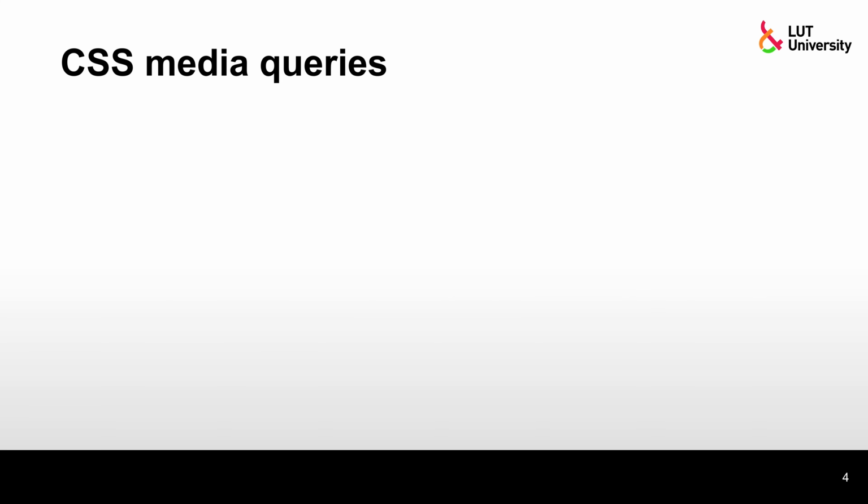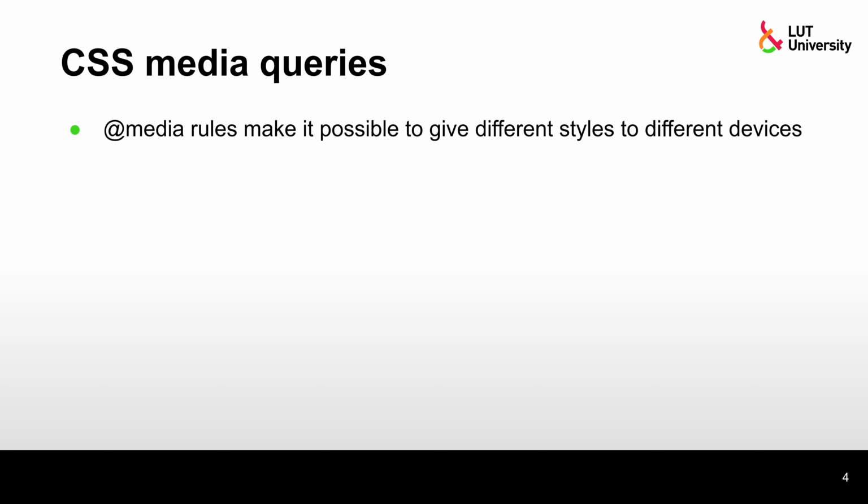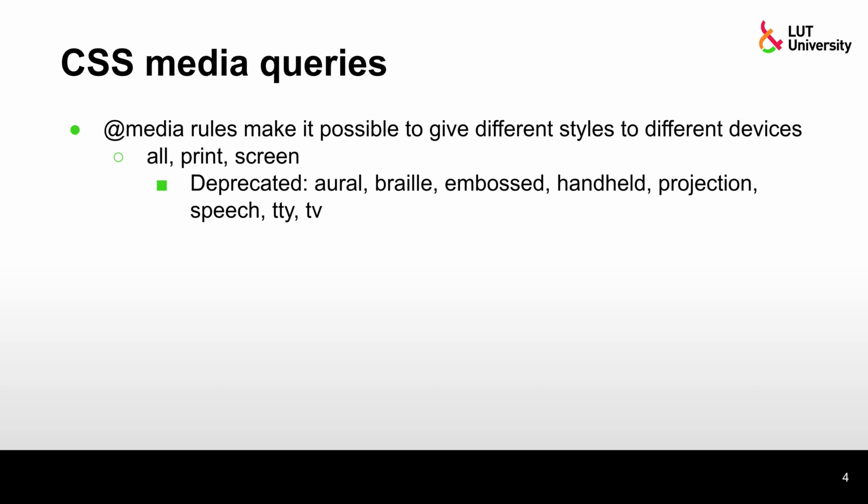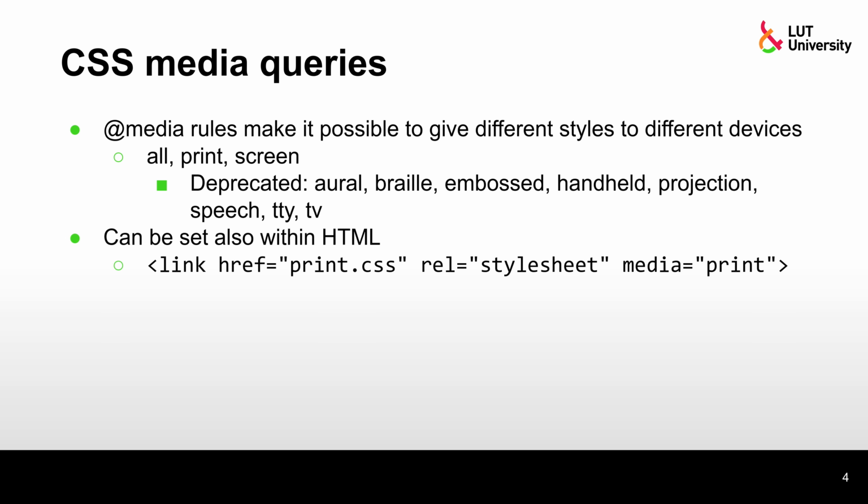Something like 10 to 15 years ago, CSS was under development, and one thing that was built was media queries. So we have media rules to make it possible to give different styles to different devices. Basically nowadays those devices are just print and screen. There were old ones, if we would use some kind of handheld devices or projection TV, but these were not used, so they were dropped. And we can set different CSS files to be used with different devices. And by devices I mean here print and screen.